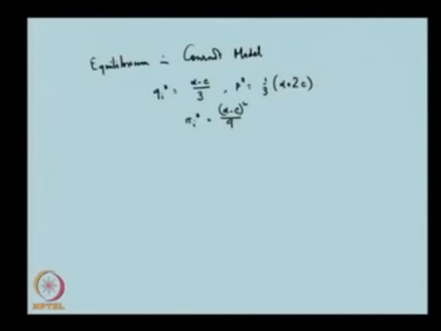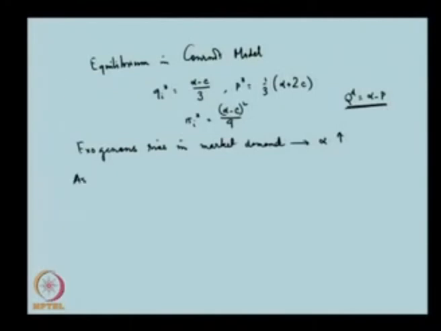Now, if there is an exogenous rise in demand, this basically means alpha is going up, because the demand function, if you remember, was QD is equal to alpha minus P. So, alpha rising means the demand curve is shifting upwards. Now, we can see that as alpha rises, Qi star is going to rise, P star is going to rise, pi i star is going to rise.